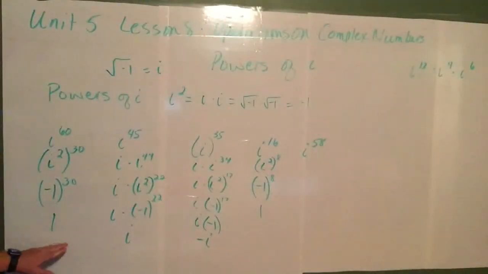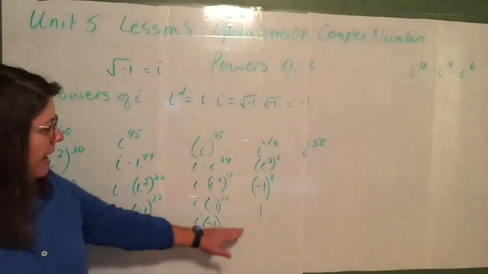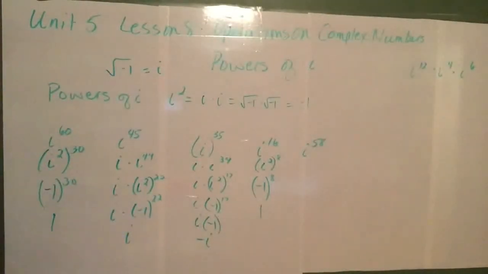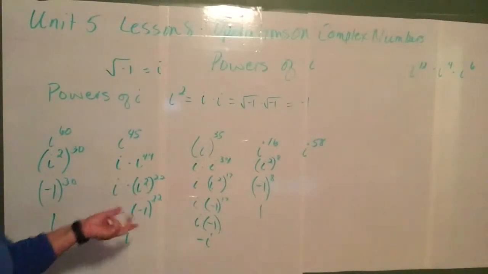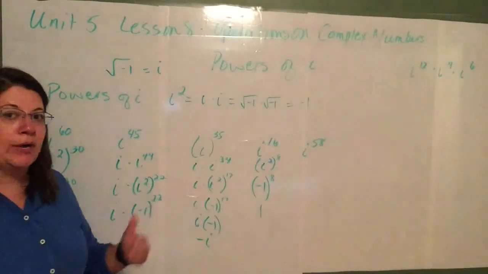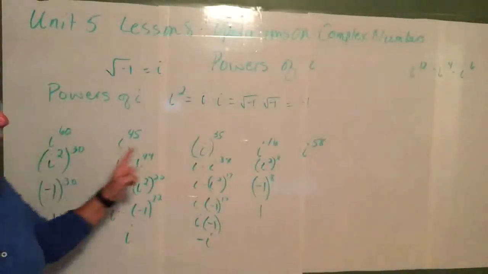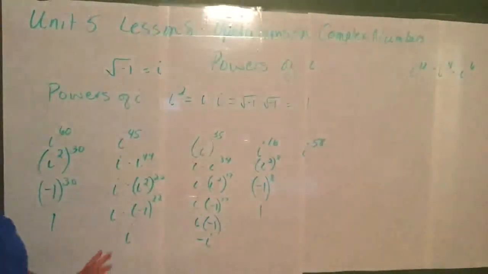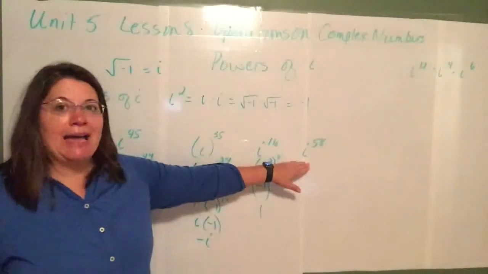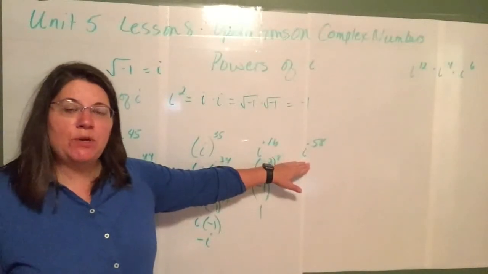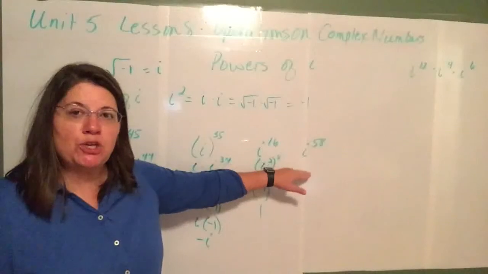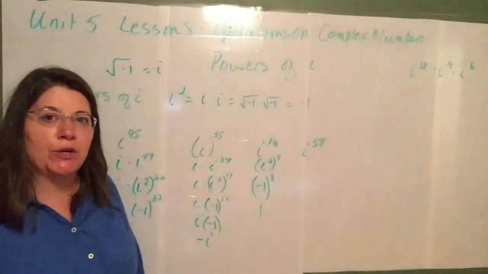So notice here, no matter what we do, our answers are either 1, negative 1, i, or negative i for every single power of i, as long as we follow this pattern. The next one is i to the 58th. See if you can get that. Pause the video, see if you can do i to the 58th on your own.